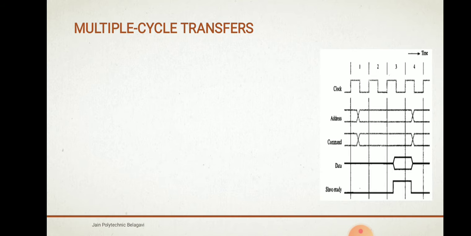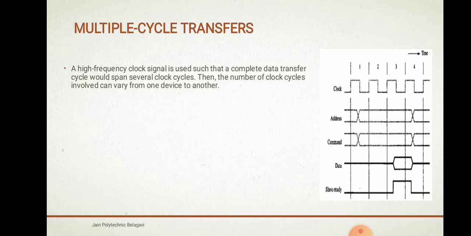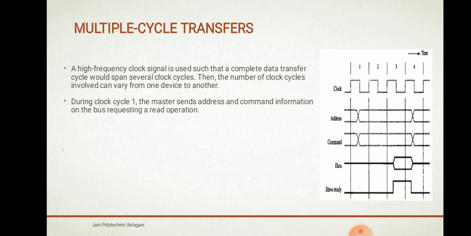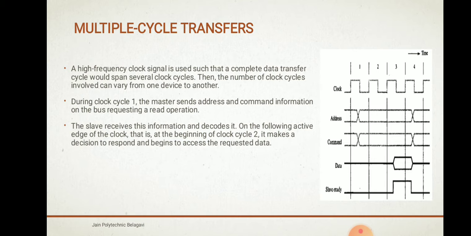Multiple cycle transfers. A high frequency clock signal will be used such that a complete data transfer cycle would span several clock cycles. That is, the number of clock cycles involved can vary from one device to another. Now during clock cycle 1, the master sends the address and command information on the bus requesting a read operation. The slave receives this information and decodes it.